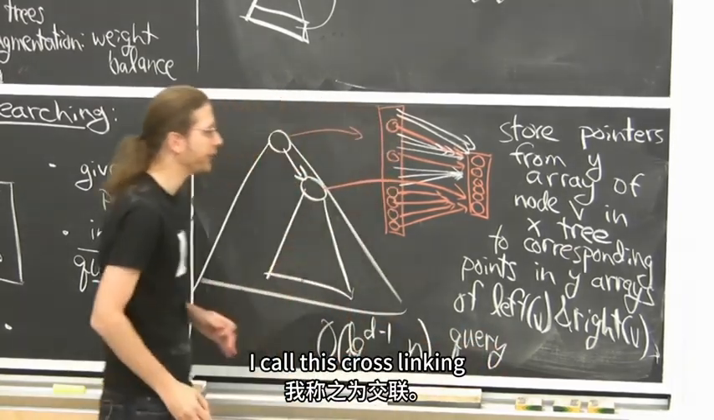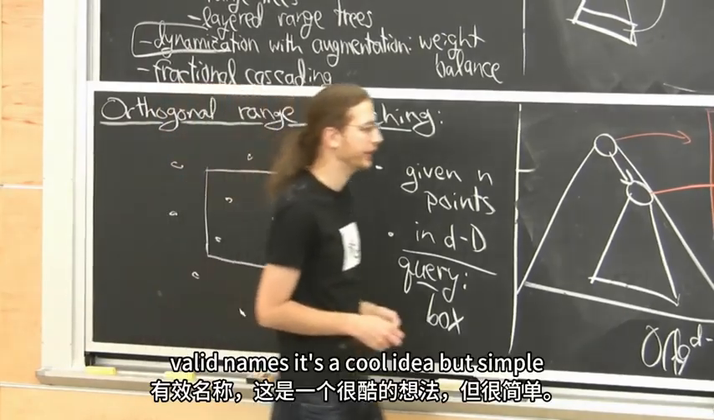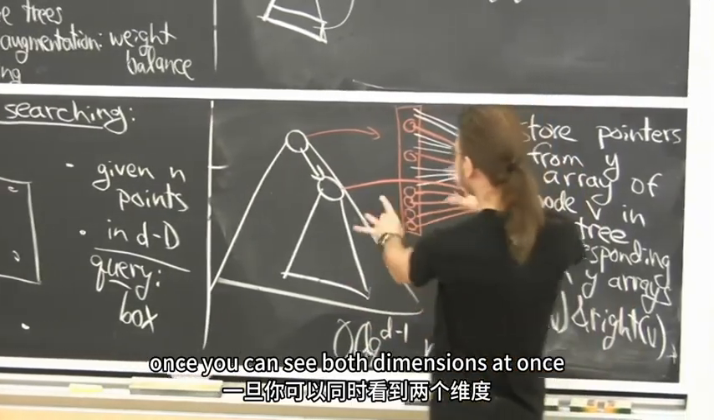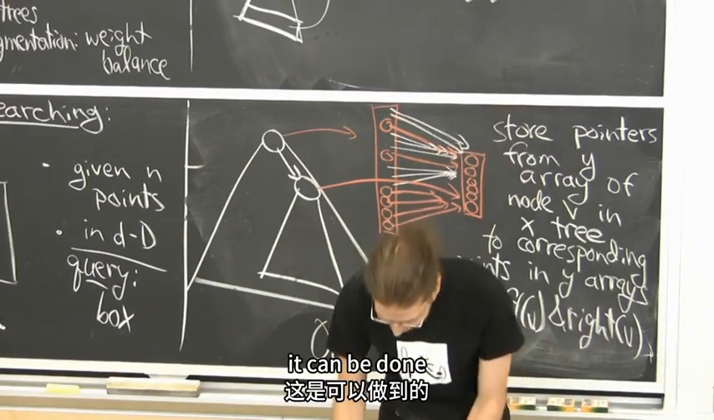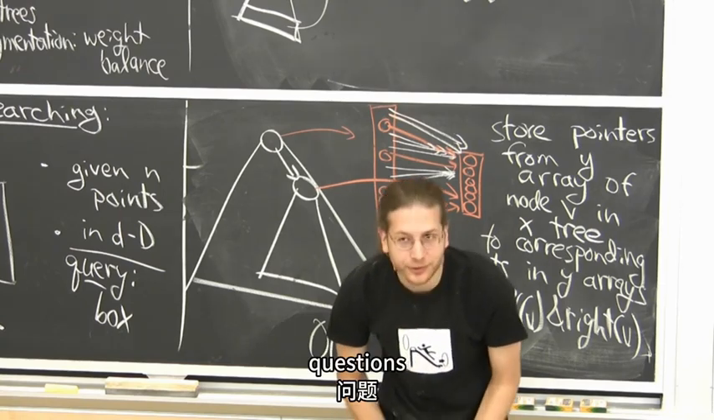I call this cross-linking. A lot of people call it fractional cascading. Both are valid names. It's a cool idea, but simple once you can see both dimensions at once, which I know it's hard to see in 2 dimensions, but it can be done. All right. Questions?